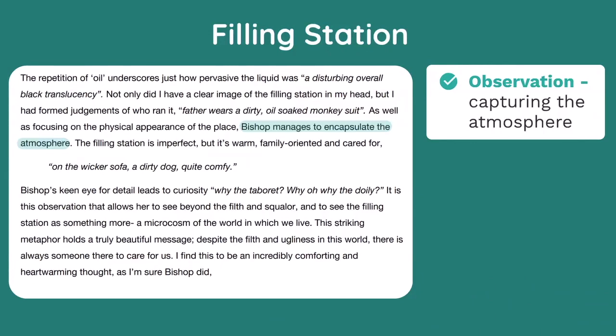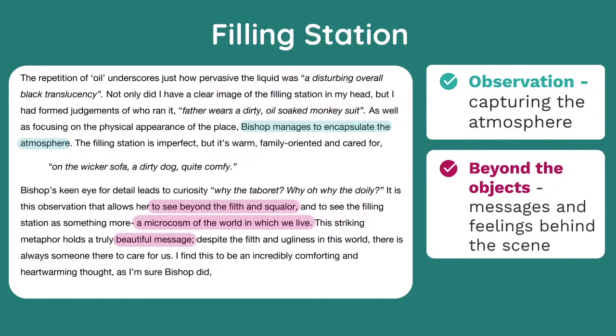So she captures this atmosphere. She describes the filling station. The father wears a dirty oil-soaked monkey suit. She talks about the stains and the black, the oil stains around the area and things like that. But then she also describes the little details of the wicker sofa, the dirty dog, the doily. You know, this doily she seems to be obsessed with. Why, oh why, the doily? Because why have some little pretty items, little things like that in such a dirty kind of a business, really? What's the point of it?